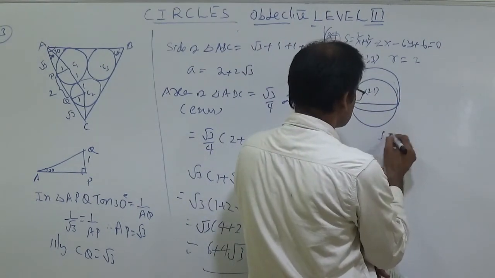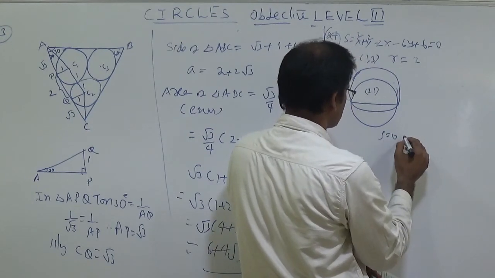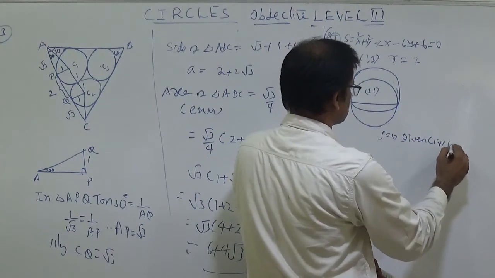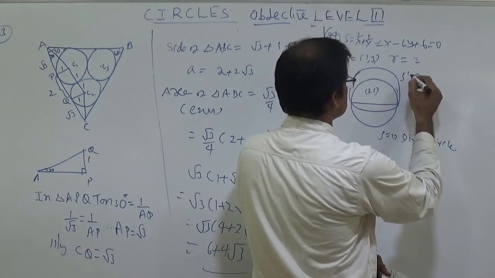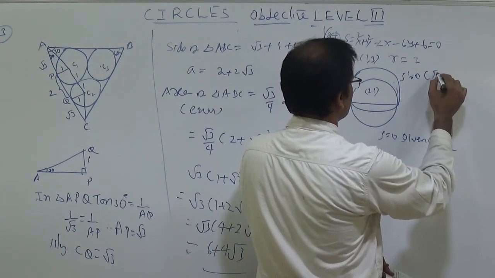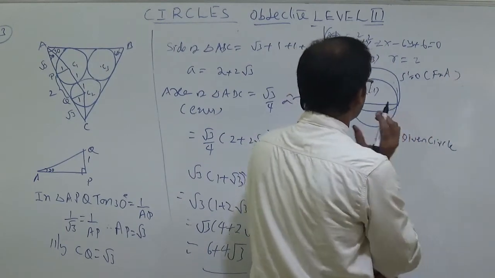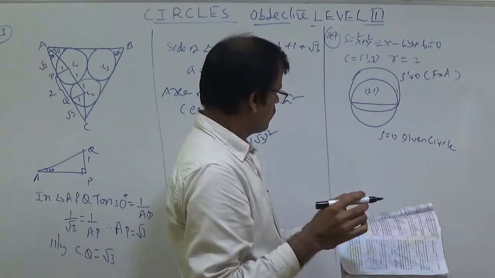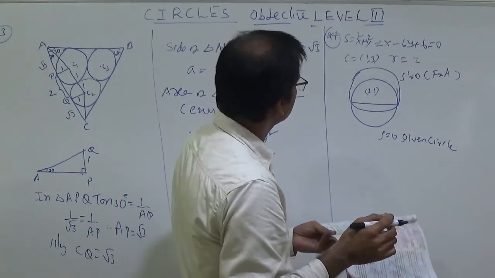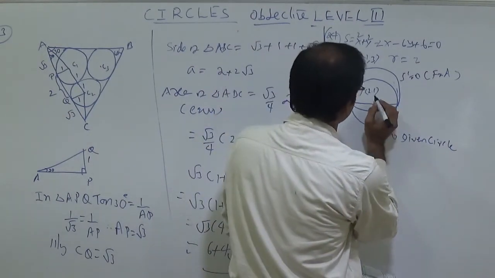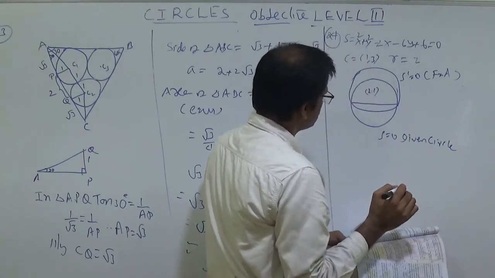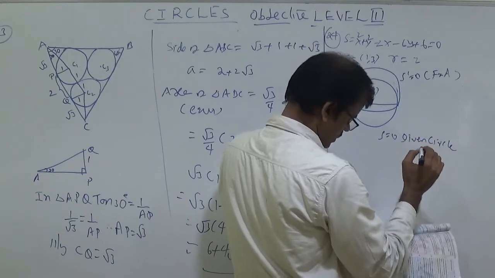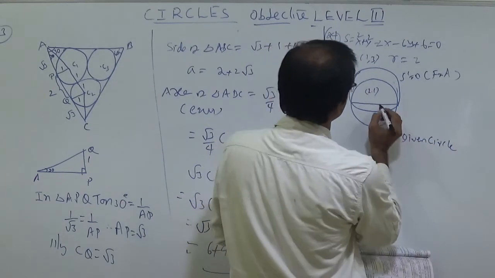Put S equal to 0 means given circle. Let this be S dash equal to 0, this is to find out. Find that circle radius you should calculate. What is the diameter he has given? This is radius here. Now we should calculate diameter. Then the radius of other circle you should calculate.